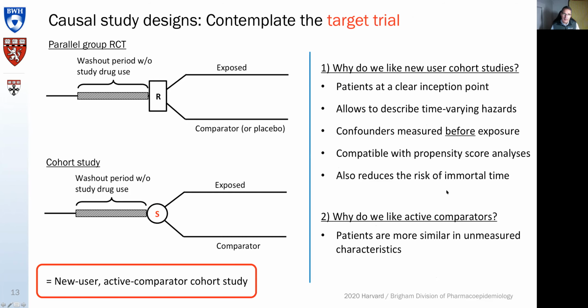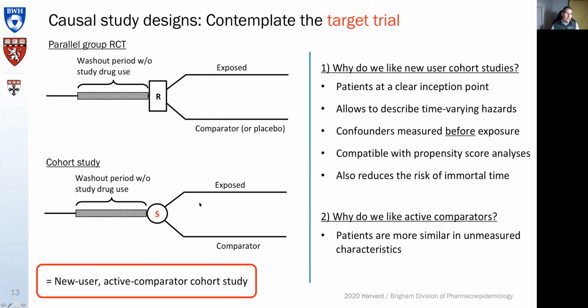longitudinal big healthcare data. And the starting point is that you imagine the trial that you would like to do. Would you have the time and the resources to conduct this randomized trial? And this is what we call the target trial that you have in mind, where we have a washout period, where we randomize patients, the R for randomization, into an exposed group and a comparator group, often placebo, for pre-approval studies. Now, in a cohort study, the counterpart, the non-randomized counterpart, we also have washout periods or periods of non-use, S for selection into the exposed group or into the comparator group.